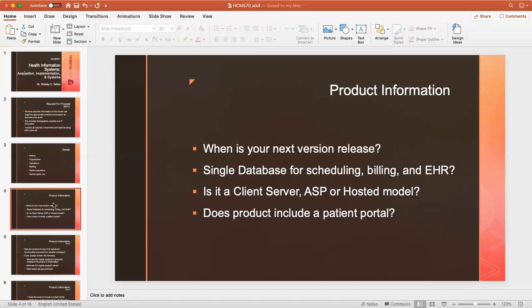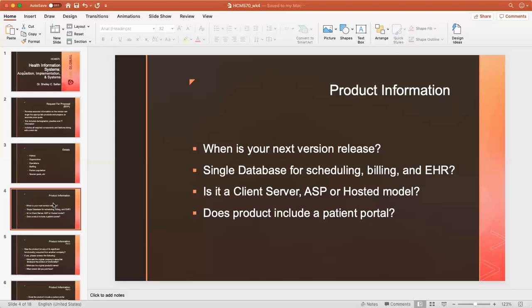You want to find out if it is client server, ASP, or a hosted model. And if you don't know what these things are, I'm hearing my mother's voice in my head now. Look it up, okay? All right. And I mentioned this before, does the product have a patient portal?